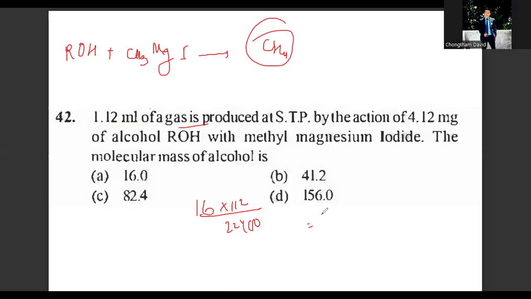If I consider this as 16, 4.12 by x into 1000 equals 16 into 1.12 by 22400. So x would be 82.4. I hope it is understood.